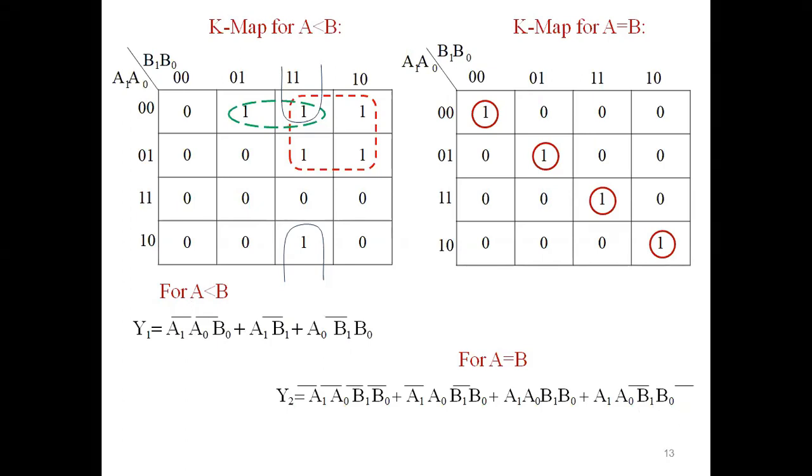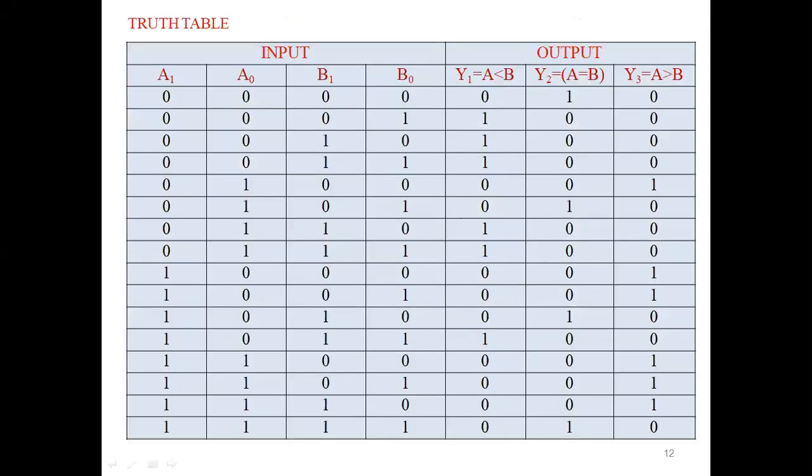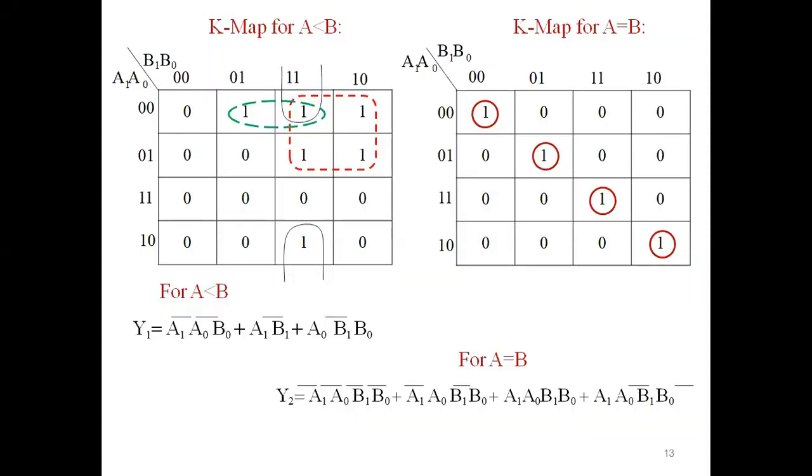We found A is less than B, that is Y1. Now the same K map for A is equal to B. In A equal to B, where are the ones? 0, next 5, 10, 15. So there are only 4 ones. On the 4 ones there is no mapping here, so we write those individual terms, 4 terms.